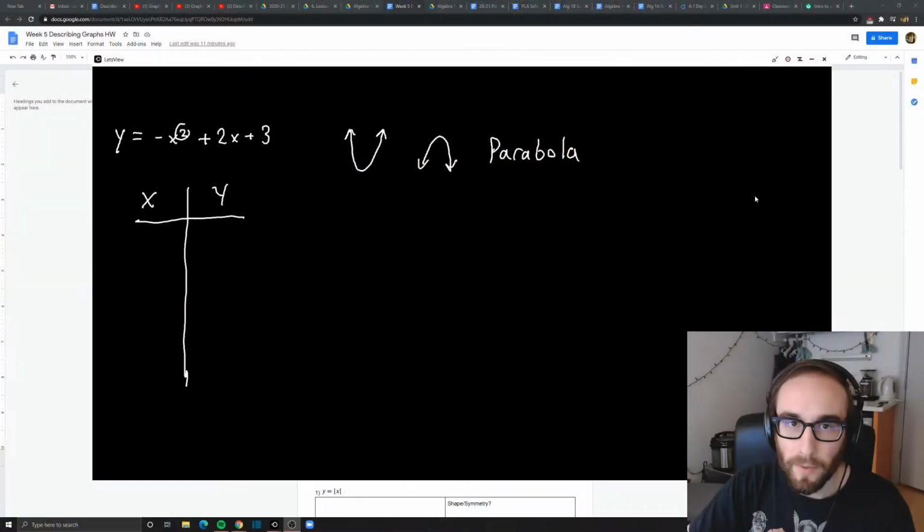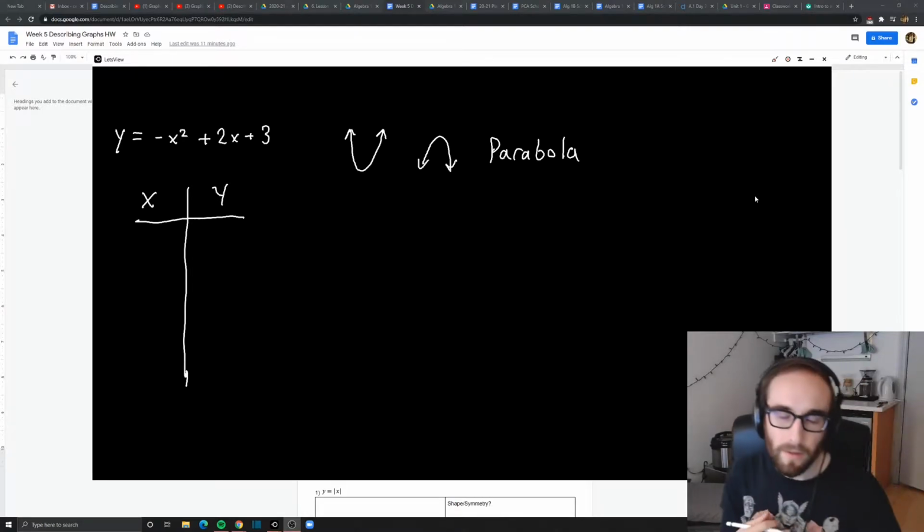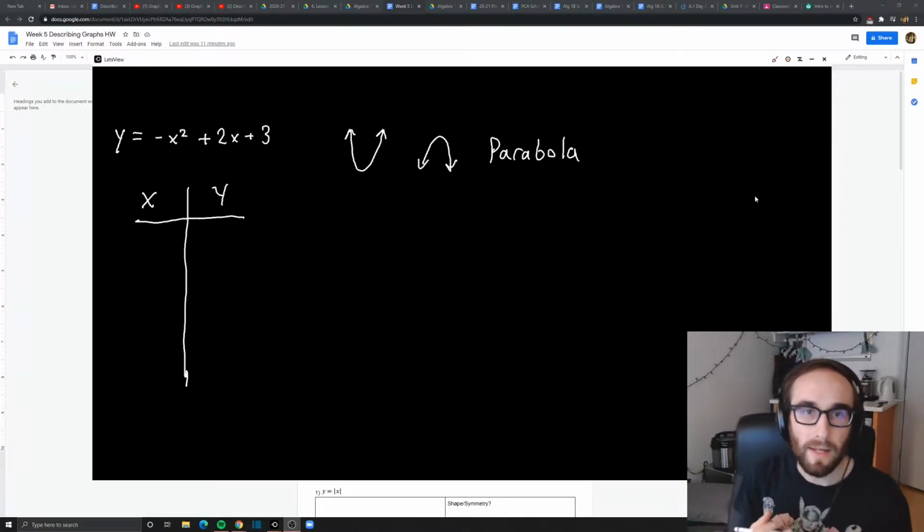Hi everyone, today we're going to go over how to graph a quadratic equation using a table. So sometimes you'll encounter equations like this where we have an x squared. Let me pull up my screen. We have an x squared up here. In this case, we can graph equations like these by making a table.